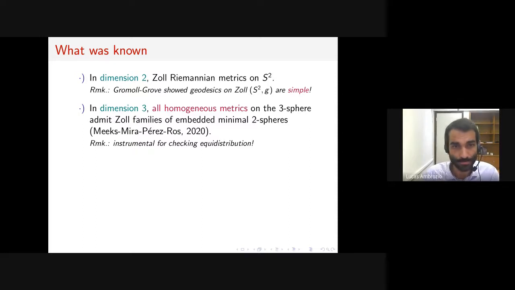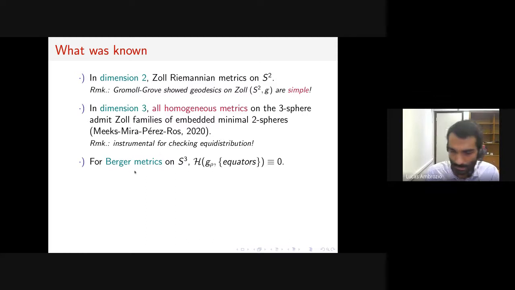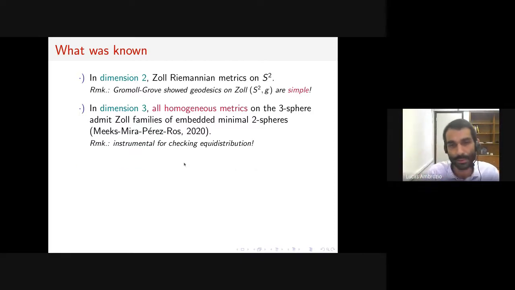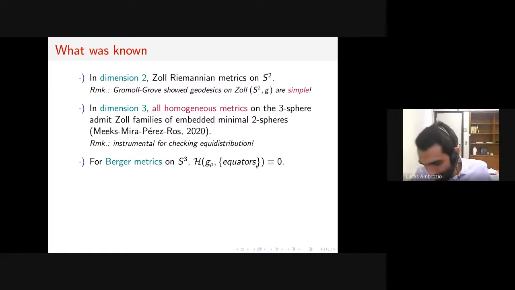Okay, so now people also observed, actually Torralbo observed, that if you write down the Berger metric in the canonical way on S3, so just deform the length of the Hopf fibers, the minimal surfaces for this metric are exactly the equators. Okay, and this also makes interesting the distinction that I made between topology and geometry.